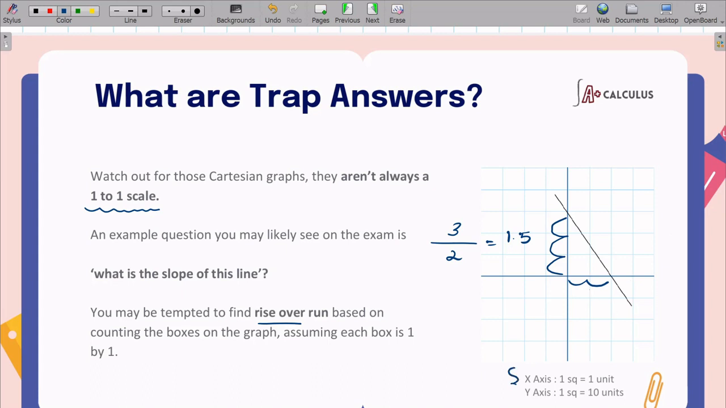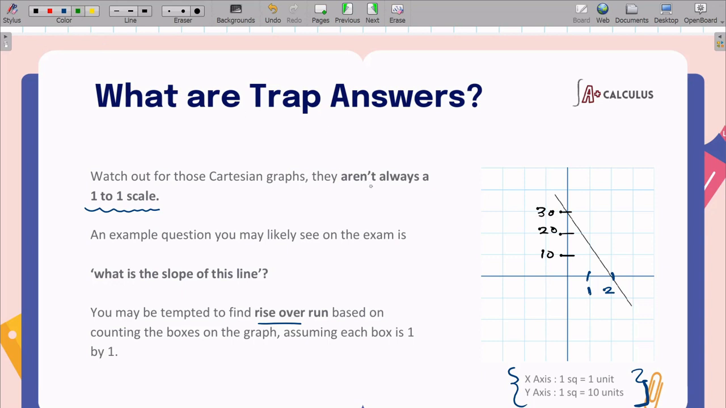You have to see the scale. What is the scale here? On the x-axis, 1 square is equal to 1 unit. So this is 1, this is 2. But on the y-axis, 1 square is equivalent to 10 units. So this is 10, this is 20, and this is 30. So what will be the slope for this line?